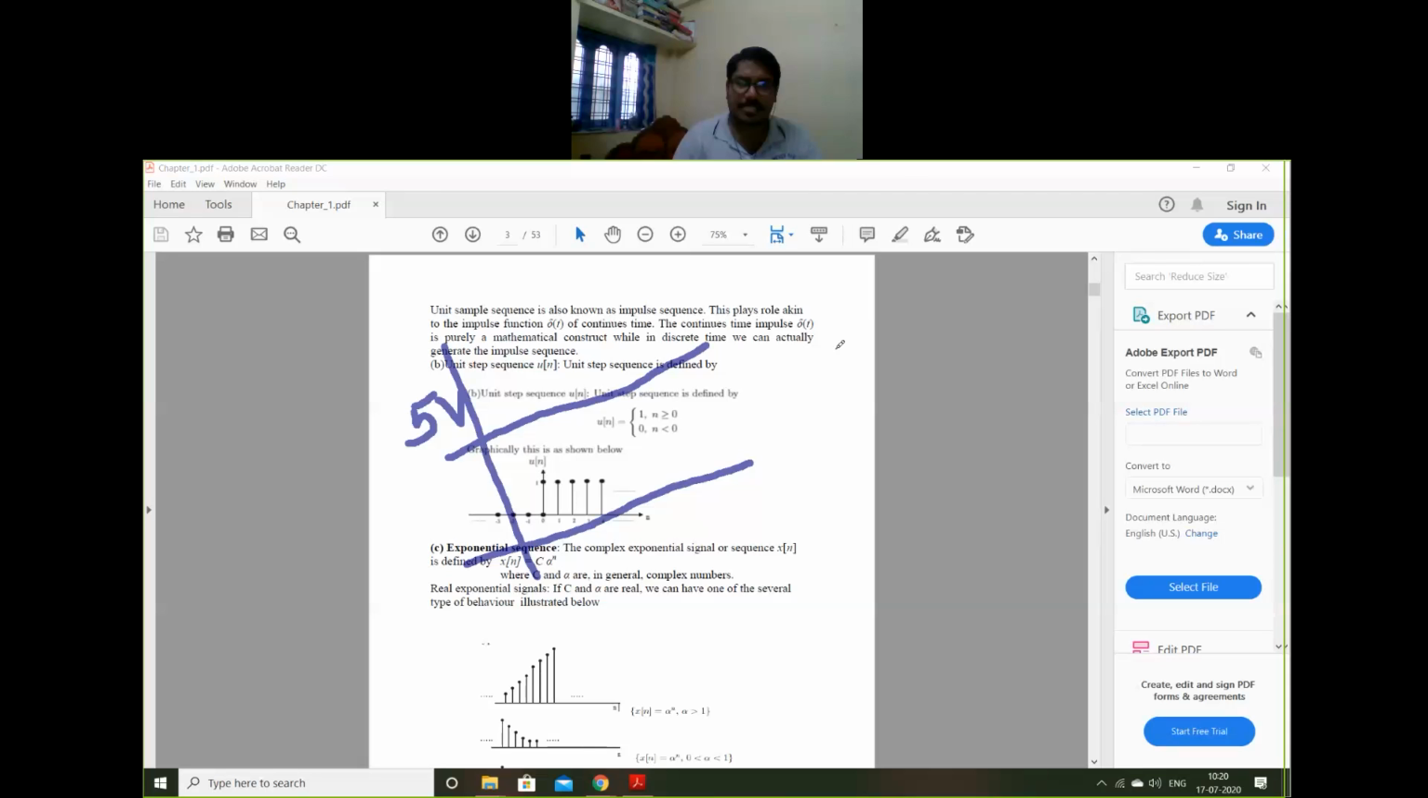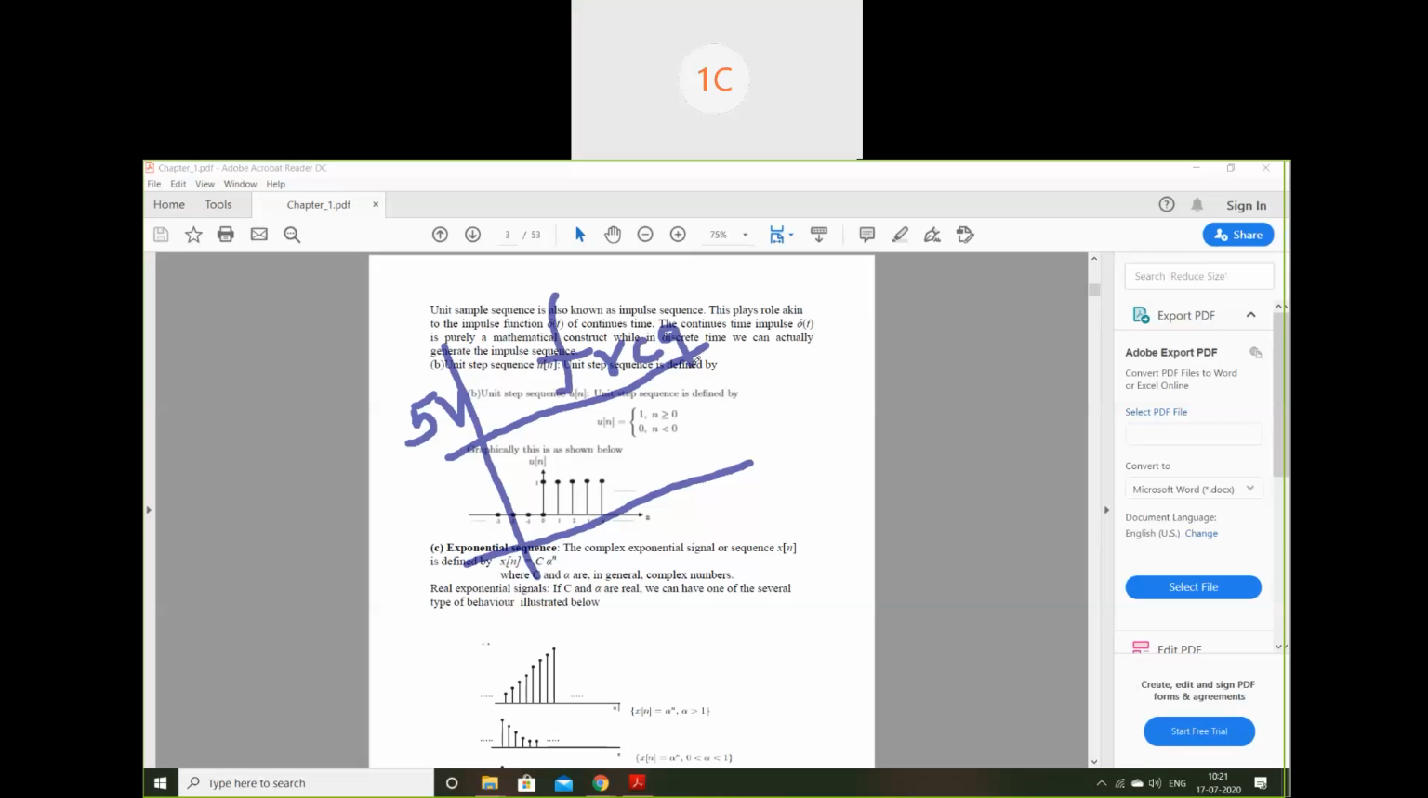Yeah. This is 5 volts, right? And can you tell me what is the frequency of this? Zero hertz, sir. Fantastic. Zero hertz, yeah, exactly.